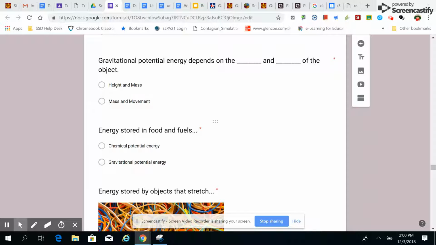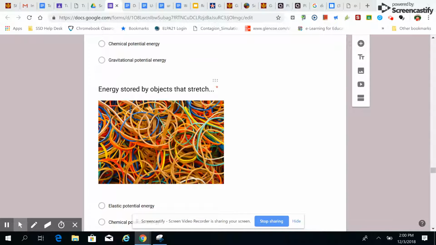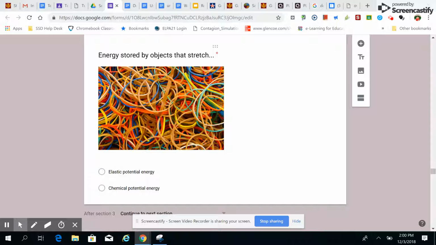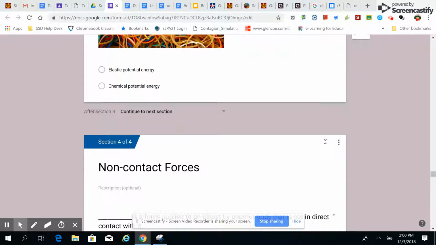Gravitational potential energy depends on the blank and blank of the object: height and mass, or mass and movement. Energy stored in food and fuels. Chemical potential energy, gravitational potential energy. Energy stored by objects that stretch. Elastic potential energy, chemical potential energy.